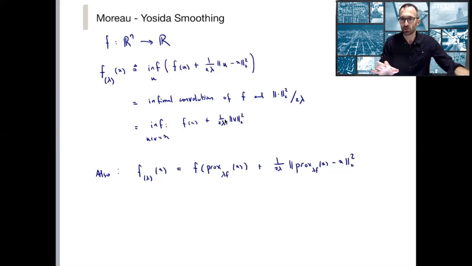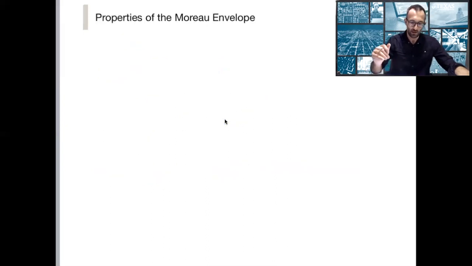This is the basic definition that we're going to work with. So let's try to understand some of the properties of this Moreau envelope. So first of all, let's look at what its conjugate is.